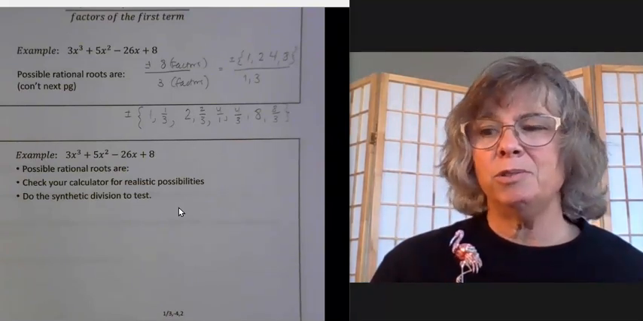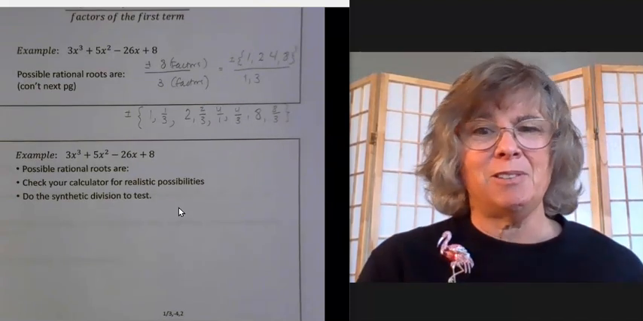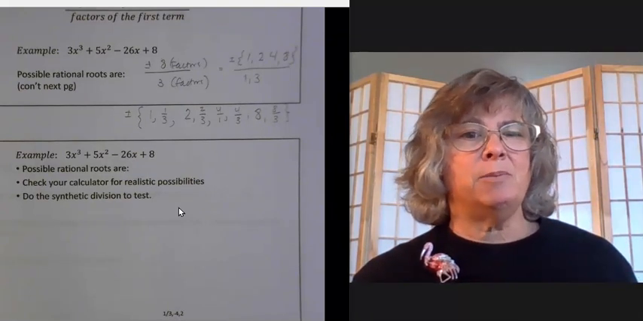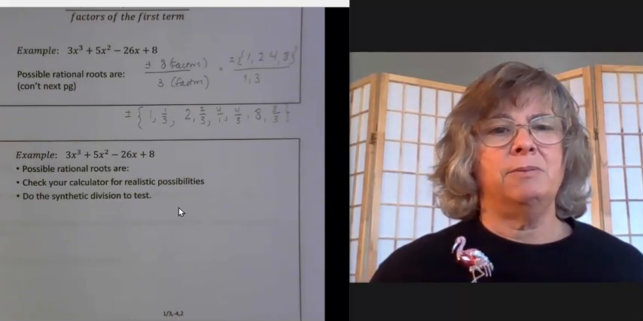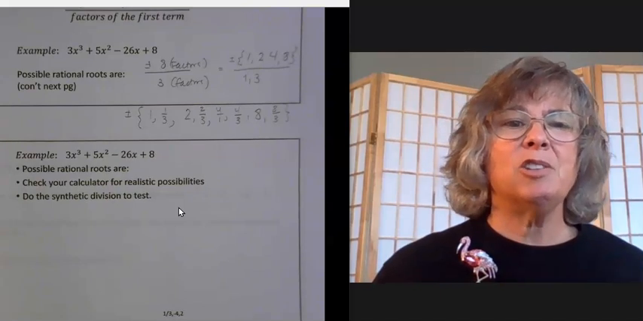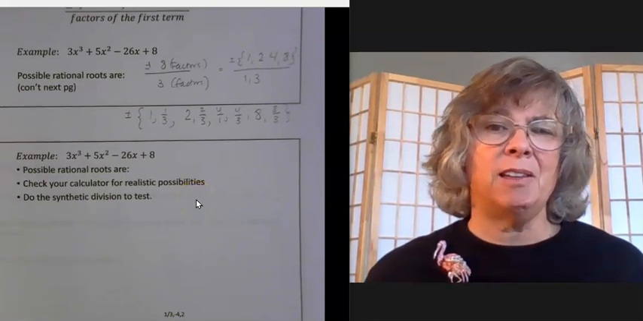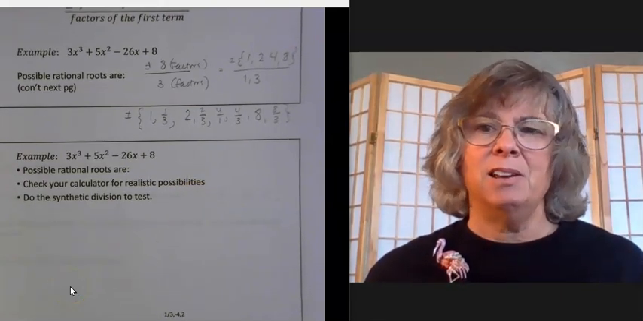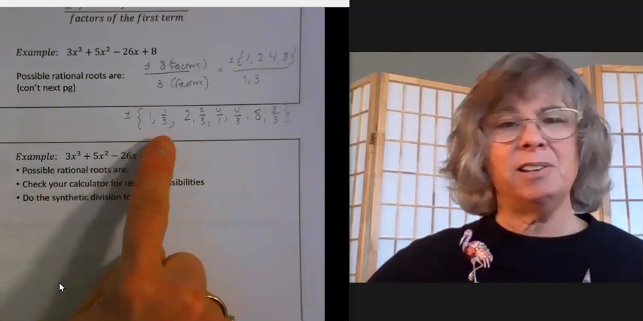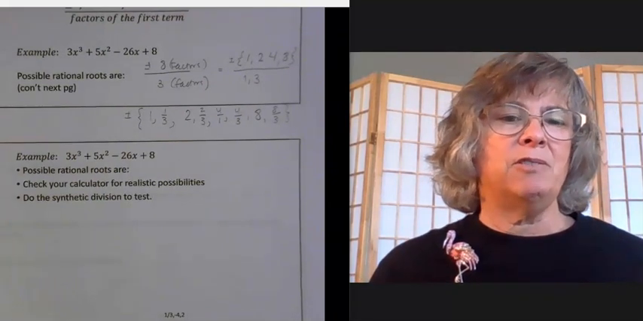The second thing to do, which we couldn't do more than 30 years ago, I'm showing my age, before we had calculators: check your calculator for realistic possibilities. You want to plug this function, p of x equals 3x cubed plus 5x squared minus 26x plus 8, into your calculator and look at where that curvy thing appears to cross the x-axis. So you want to identify possible x-intercepts. We're going to combine the rational root theorem, this list here, with what looks like might be x-intercepts on the graph of the function.